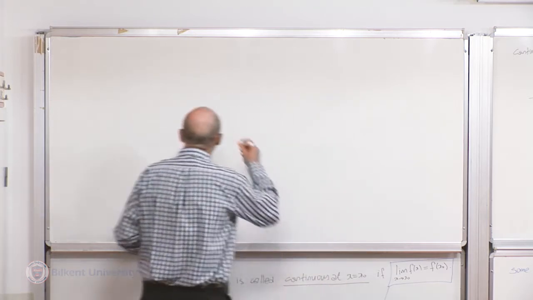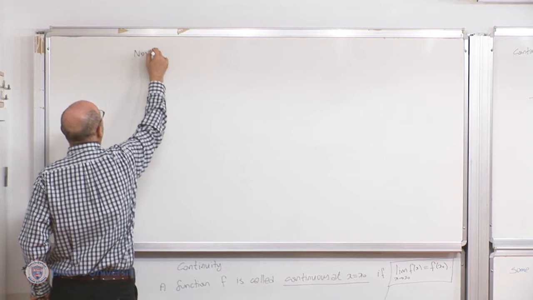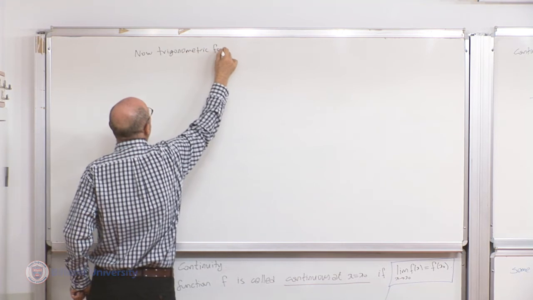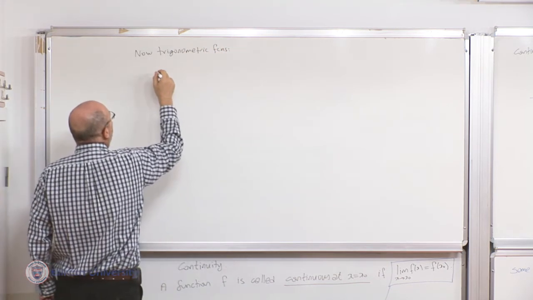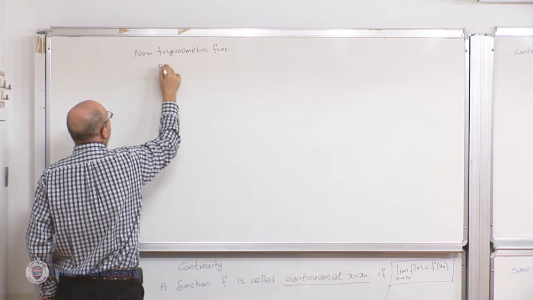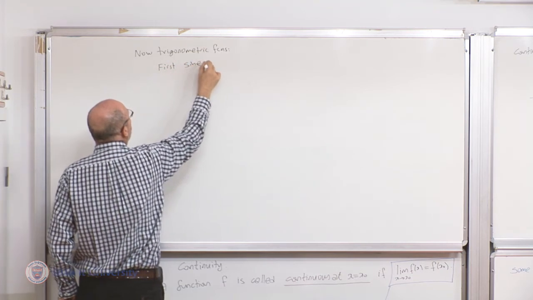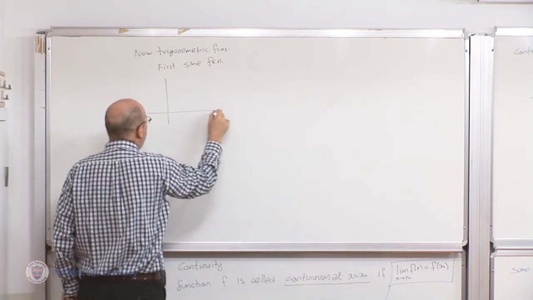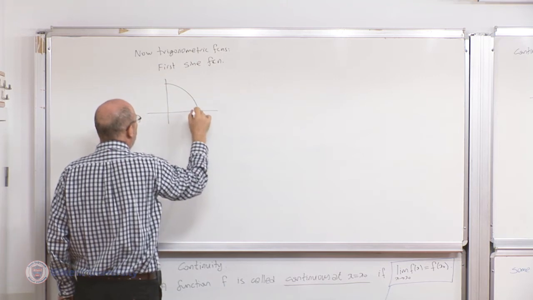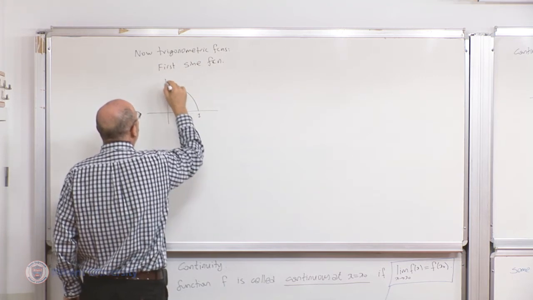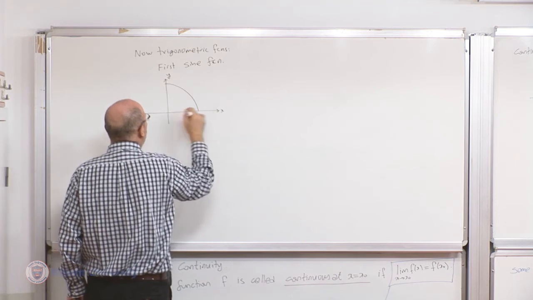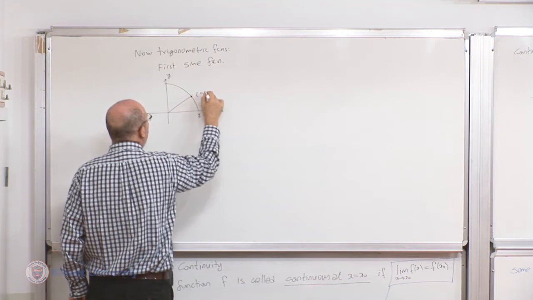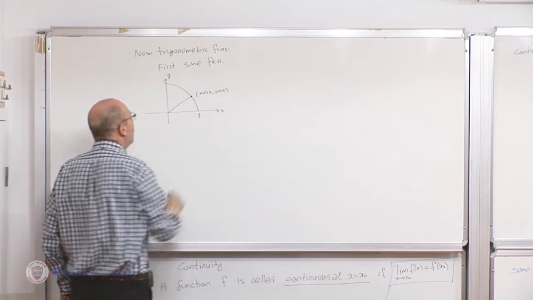So let me start with trigonometric functions. First, the sine function. Let's see, this is the unit circle, with radius 1. And I have this point here. So what is this point? Cosine x, sine x.